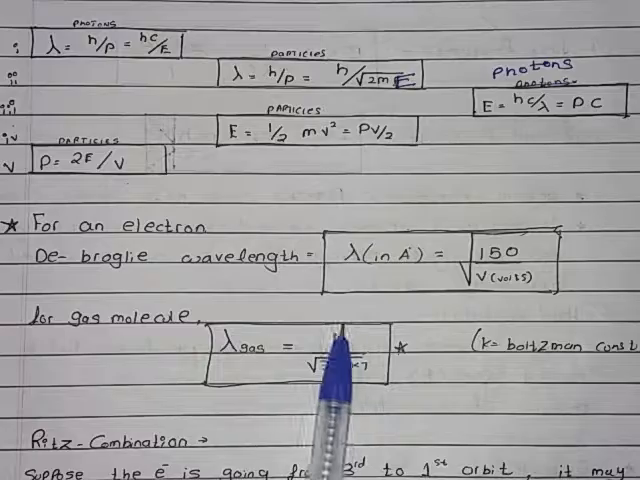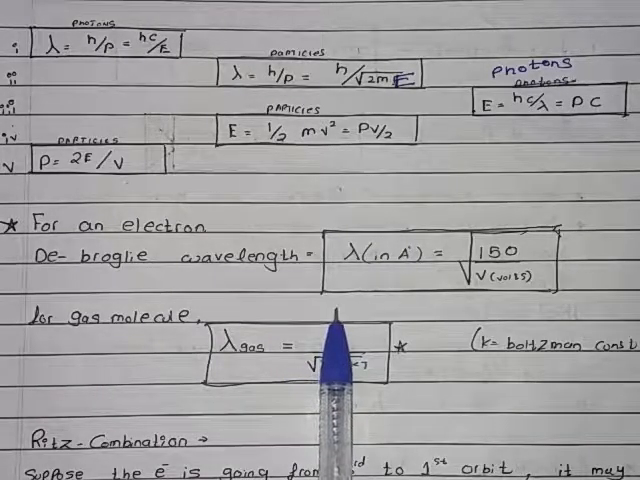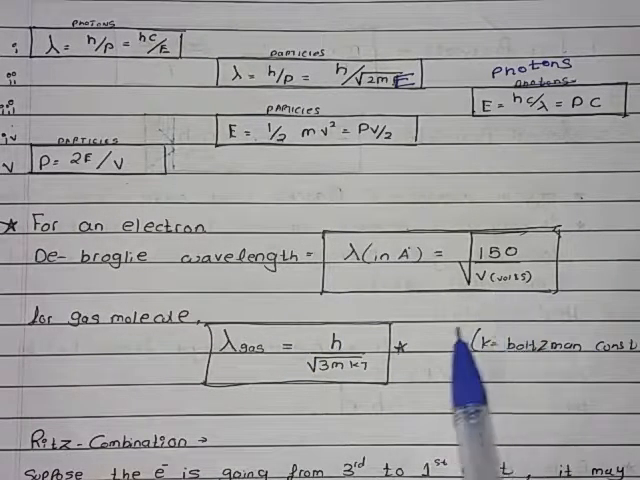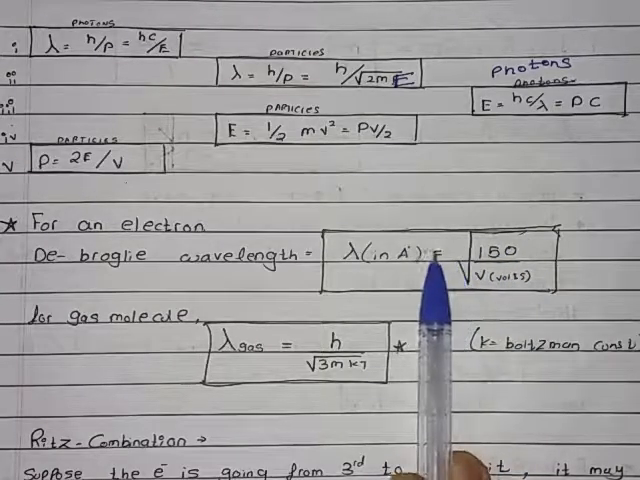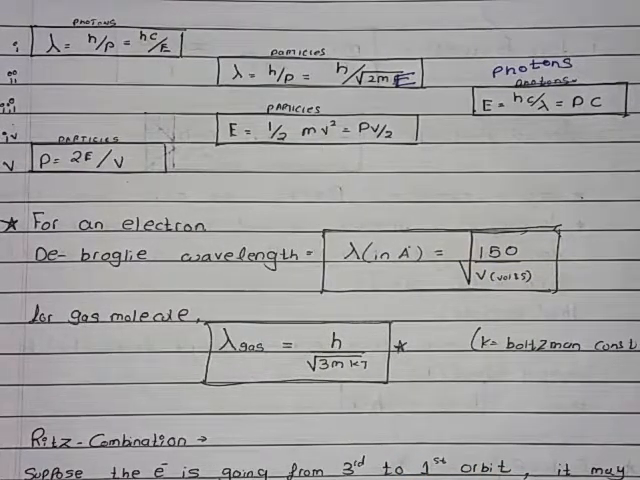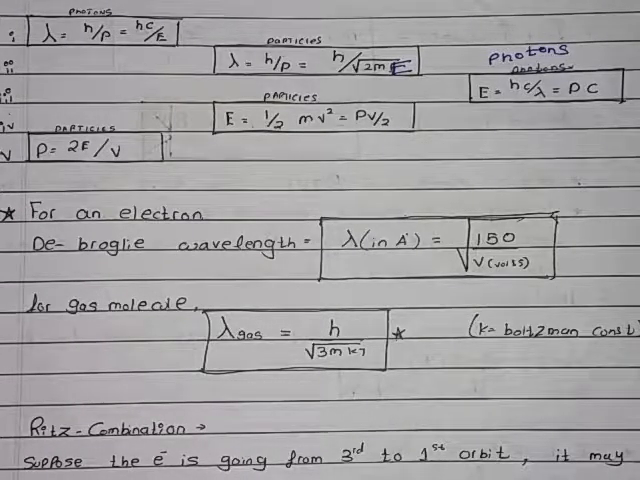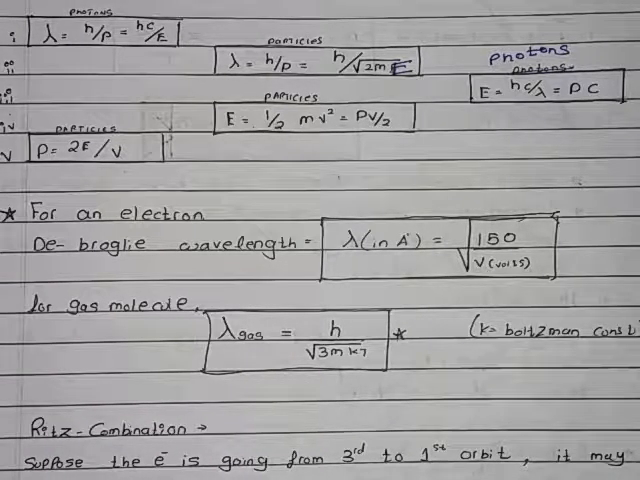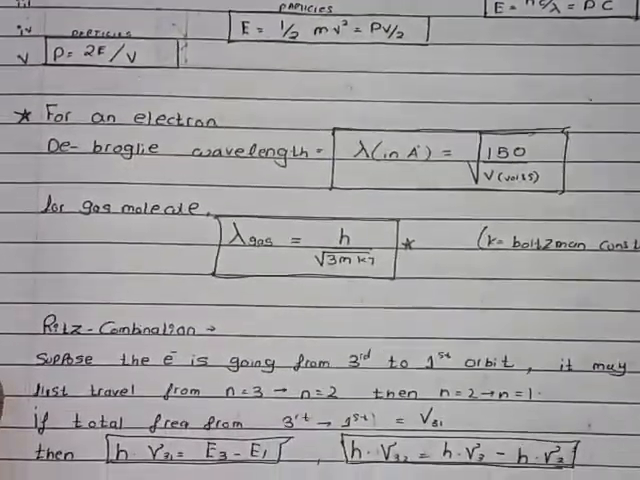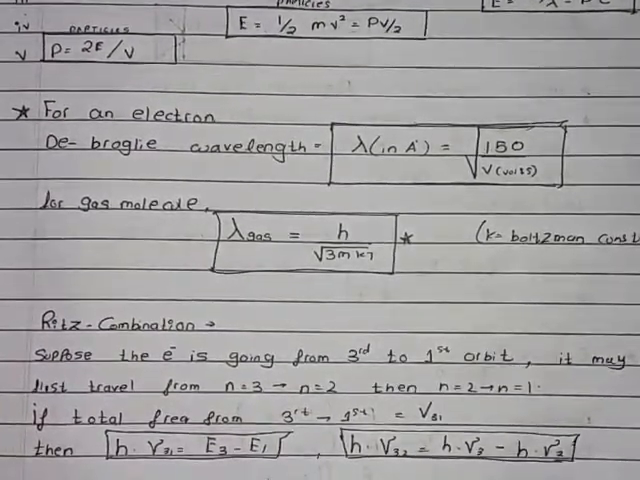Now for an electron, the de Broglie wavelength lambda is under root of 150 upon V, where V is in volts. And for any gas molecule, where k is the Boltzmann constant, lambda equals h upon under root of 2mkT. Nothing else. It's quite a useless formula, never asked.